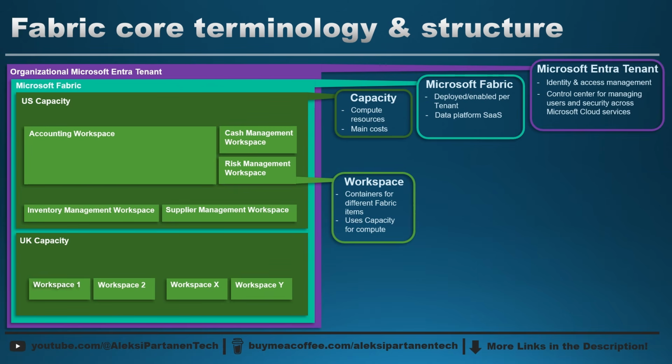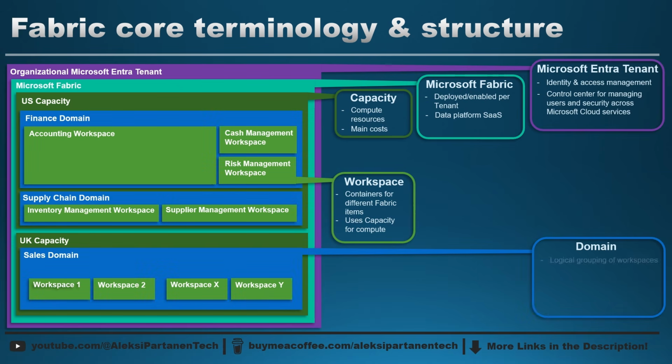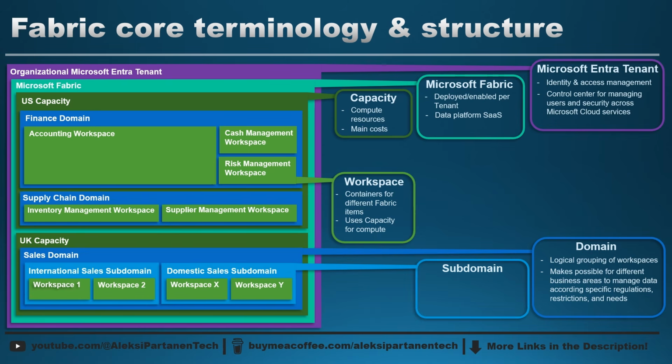Also, we have a possibility to group workspaces by using domains. This adds one more governance layer on top of the workspace and makes it possible for different business areas to manage their data according to their specific regulations, restrictions, and needs. Then in Fabric, we have also possibility to add subdomains inside domains that allows fine-tuning this grouping even more.